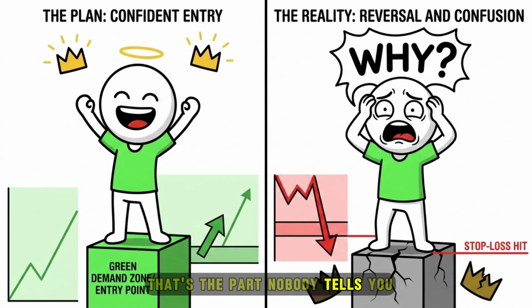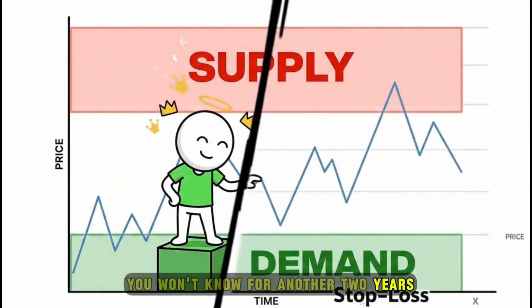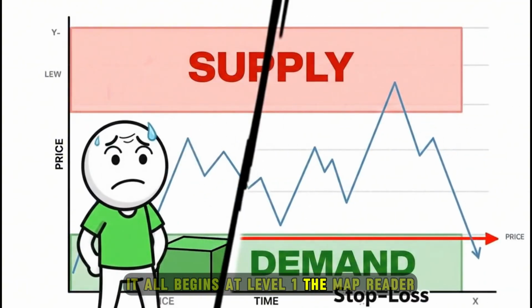That's the part nobody tells you. You won't know for another 2 years. It all begins at level 1, the map reader.